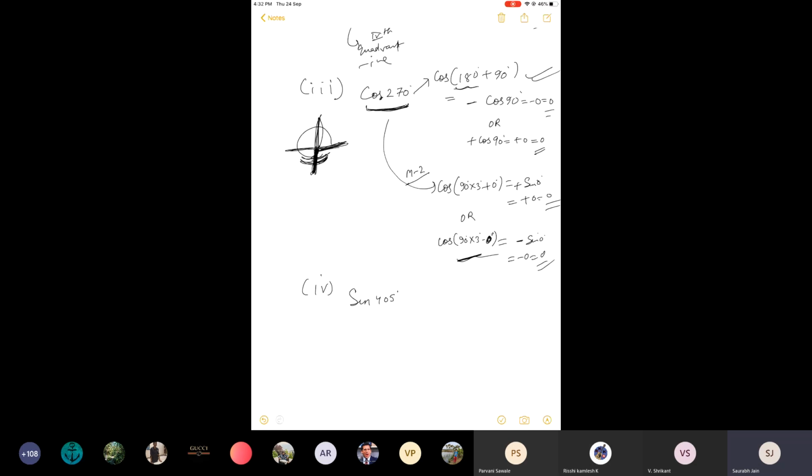How to get it? First you write it as 360 plus something. Clearly it is greater than 360. How much greater is it? It is 45 degrees more than 360, right? 360 is an even multiple of 90. Sine won't change, same T ratio. Angle will be reduced to 45.